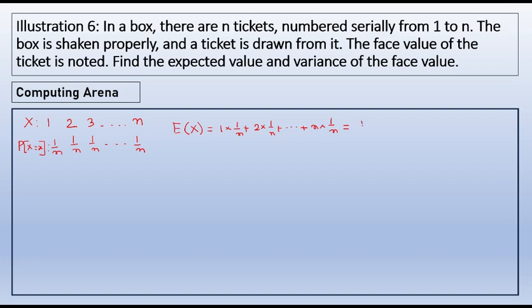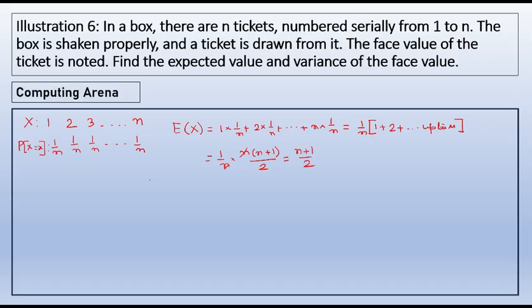If I take 1 by n common, then within the bracket we have 1 plus 2 plus up to n. Now, this is the sum of the first n natural numbers. There is a formula for that, and the formula is n into n plus 1 by 2. So ultimately, n and n get cancelled, and we have this value as n plus 1 by 2.